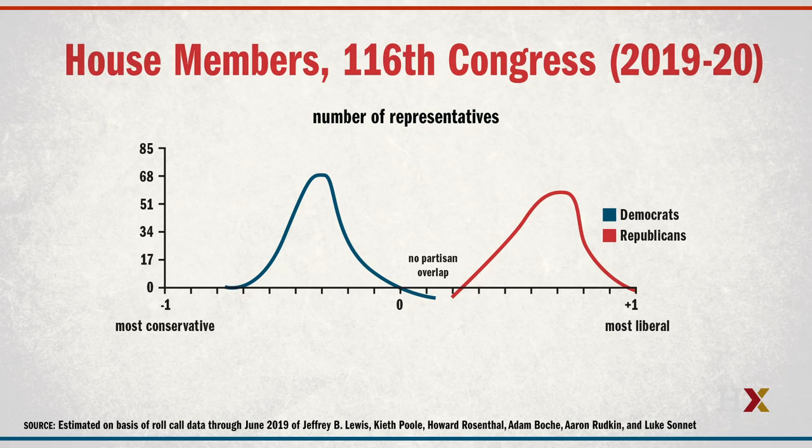2019-2020 Congress. As you can see, there is no overlap between the parties. No Republican's voting record was as liberal as that of the least liberal Democrat, and no Democrat's voting record was as conservative as that of the least conservative Republican. In short, Democrats and Republicans in today's Congress are ideologically far apart.